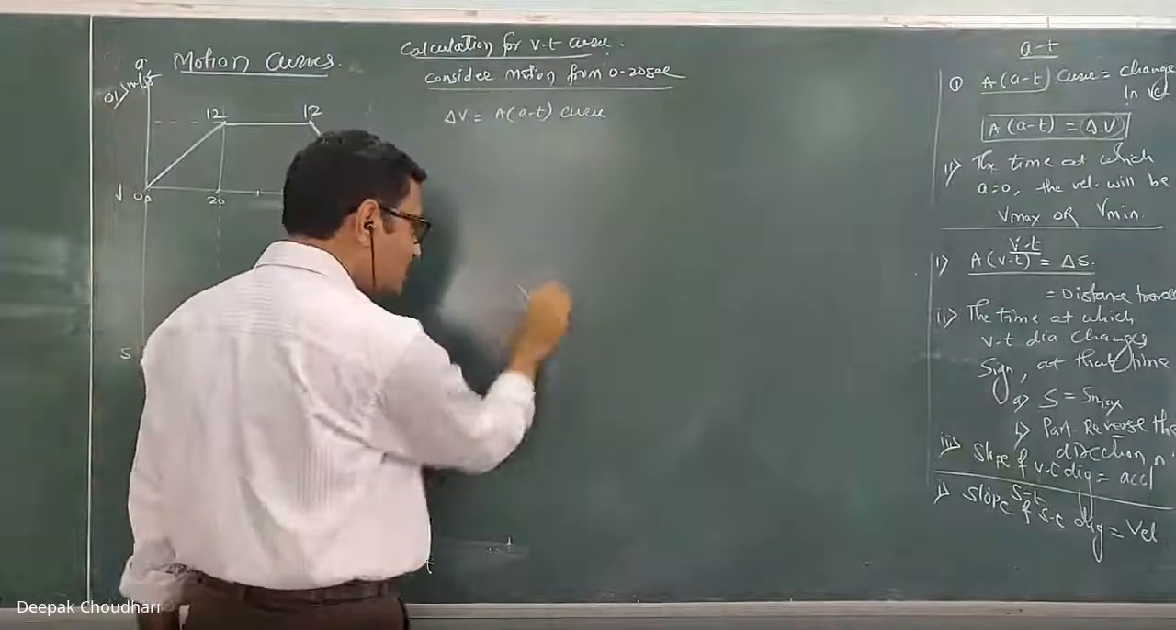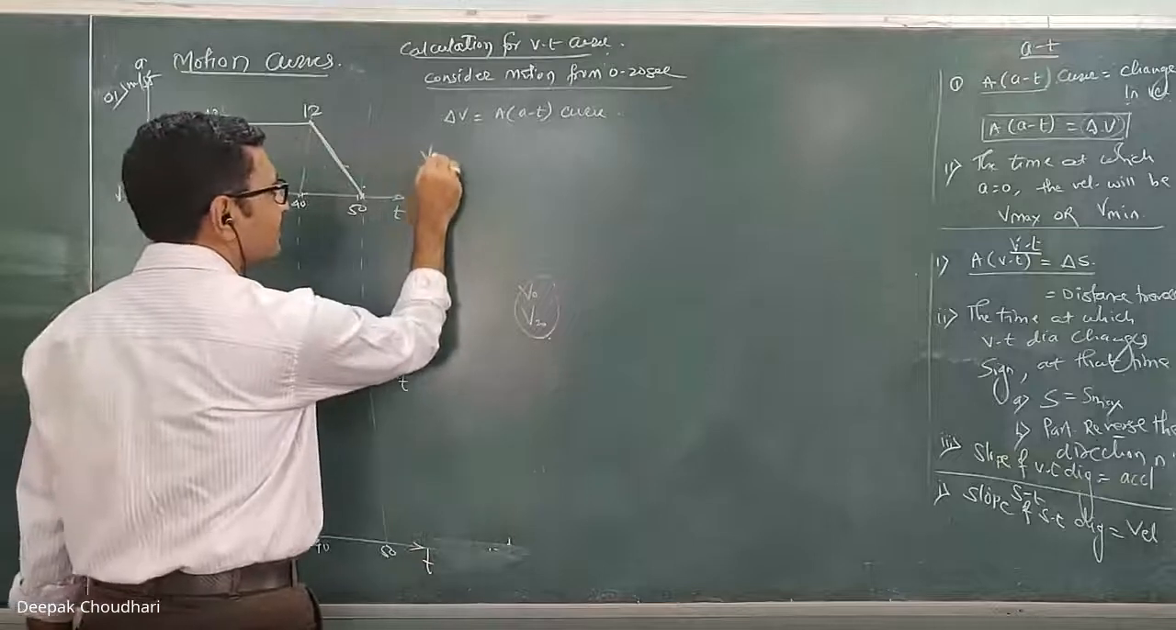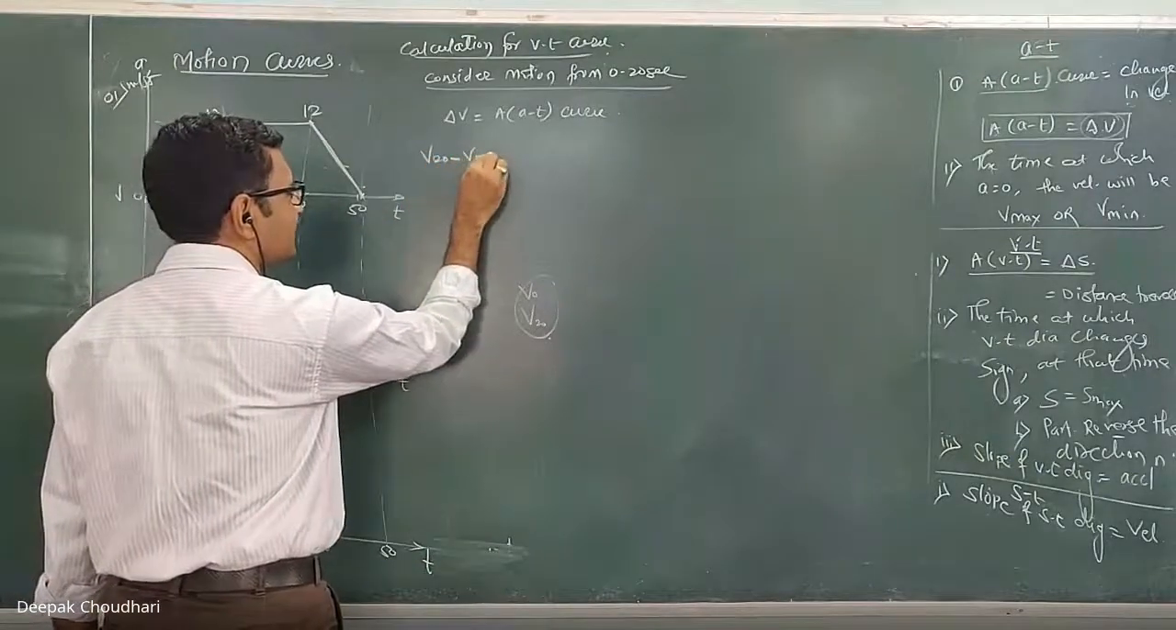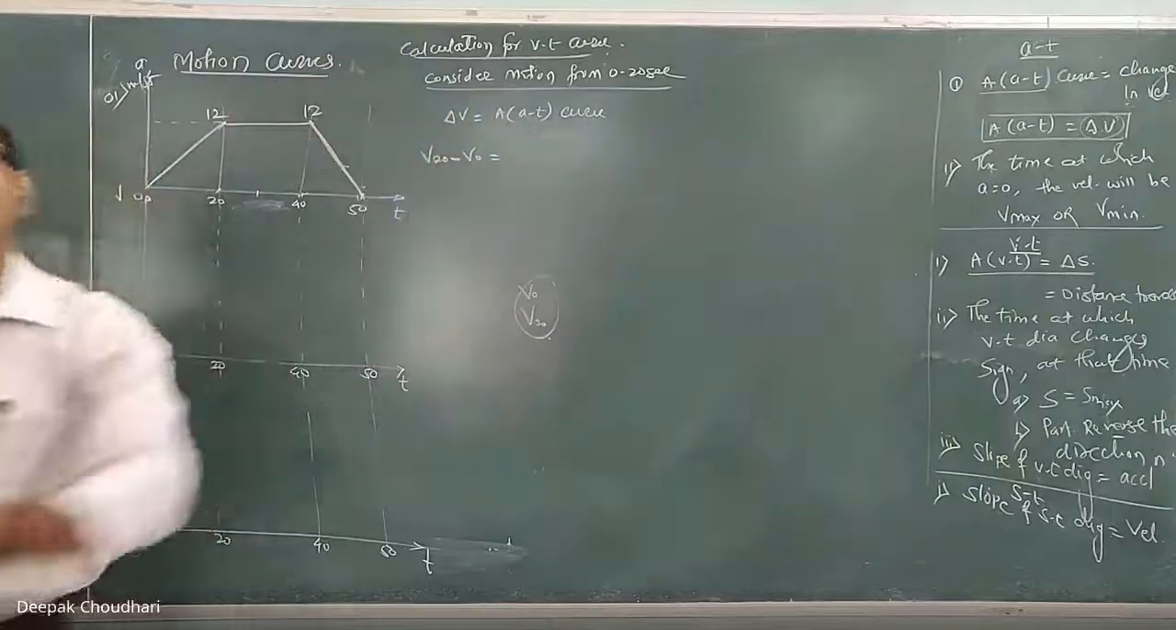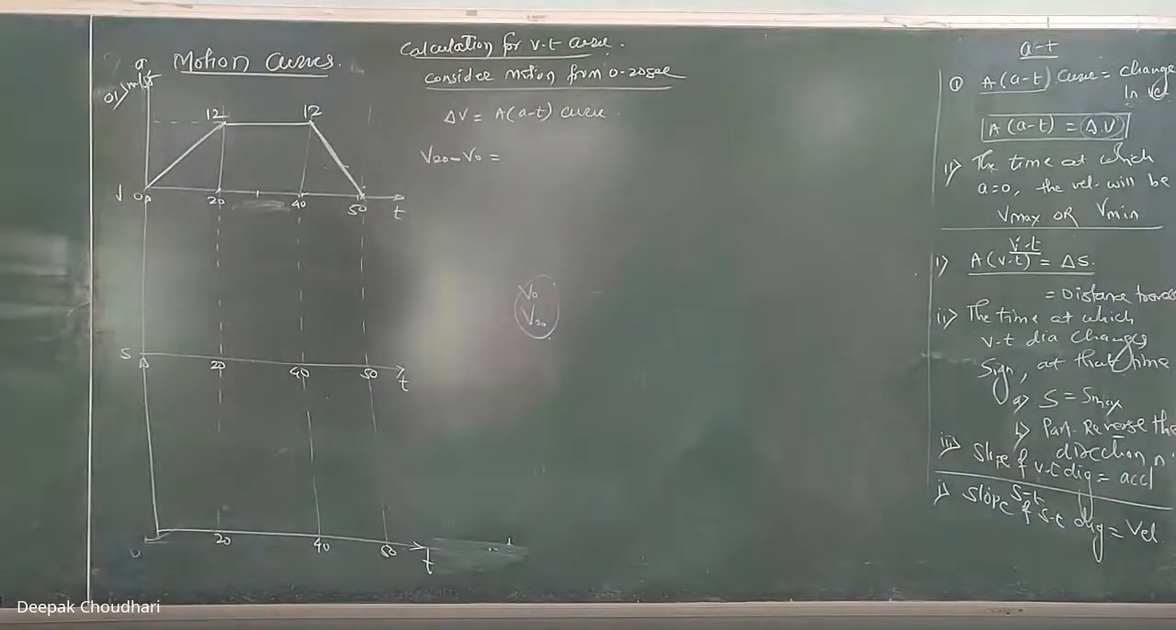So what will be the change in velocity in this interval? It becomes v20, final velocity, minus initial velocity. This becomes the change in velocity. This change in velocity gives you the area under AT curve. Okay, here it won't be the v20. It is v20 minus v0.